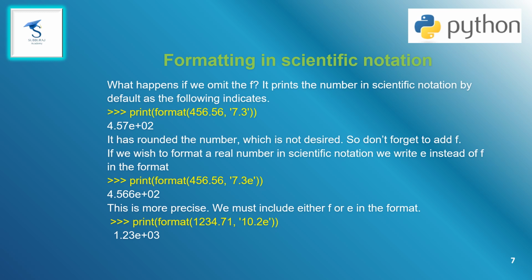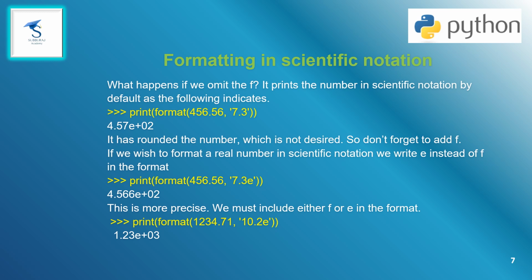A number, e, to the power, and the number. So now we are printing format 456.56 and we have omitted f and we say 7.3. So what happens? It prints 4.57E02. If you had put the f, then it would have printed the full number 456.56, 0. Now it's simply 4.57E02. It is rounded as a number, which is not desired. So don't omit the f.